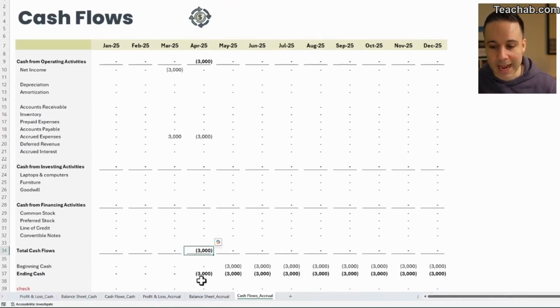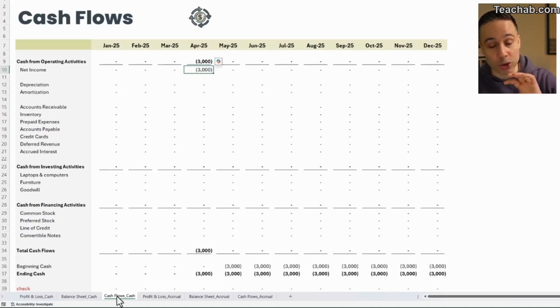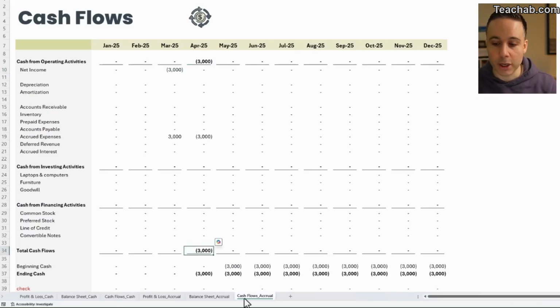So once again, the actual cash movement is negative $3,000 in April under both approaches. Only under our cash basis, it goes directly from our income statement. Under the accrual basis, it comes from the combination of the activity in our income statement and balance sheet.